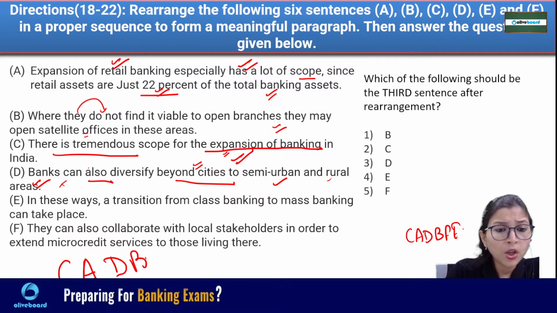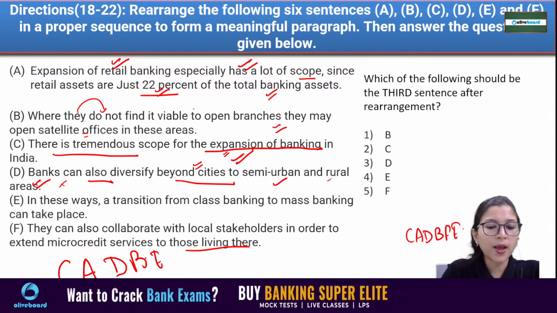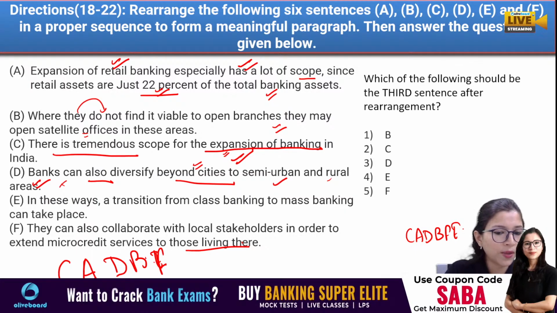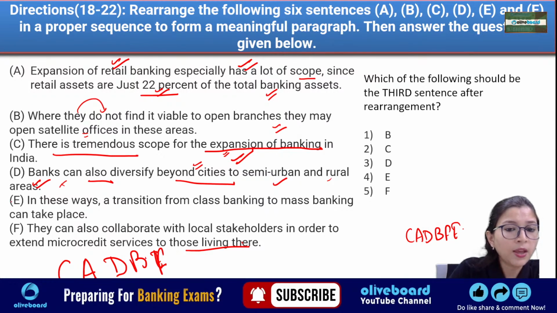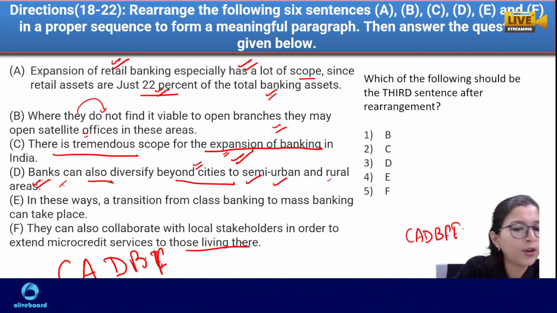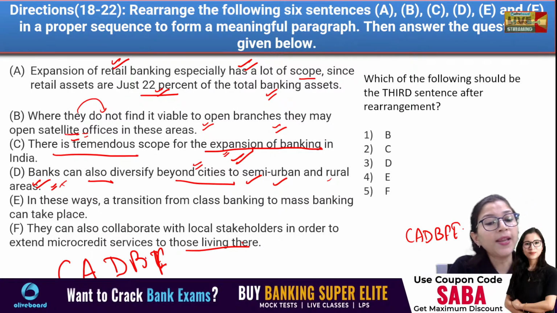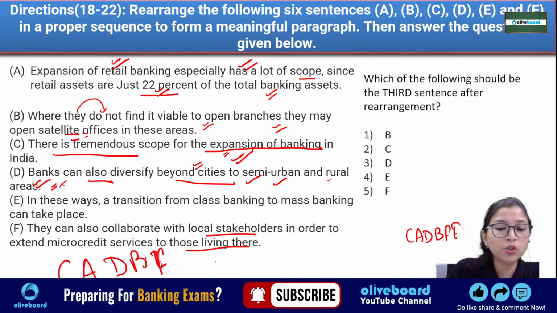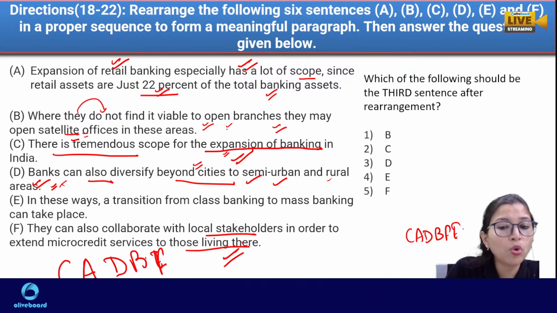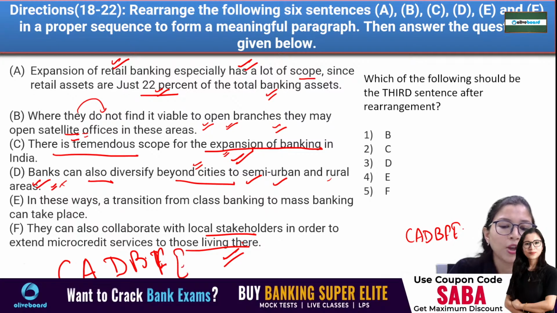Now what will come? They can also collaborate. Now, these are the ways we are talking about in order to extend microservices to those living there. Basically, we are talking about that here. See, all these sentences are connected with each other. सारे sentence का एक दूसरे से connection है. CADB, then F, E. See, B and F are related. First, here they can expand to semi-urban and rural areas. Now, if it is not possible for them to open branches in rural areas, they can open satellite offices. And in these areas, they can collaborate with local stakeholders in order to extend micro credit services to those living there. Living there means we are talking about those areas where it is not possible for them to open a branch. So that is the way it will be CADBFE. So yes, this is the correct pair.